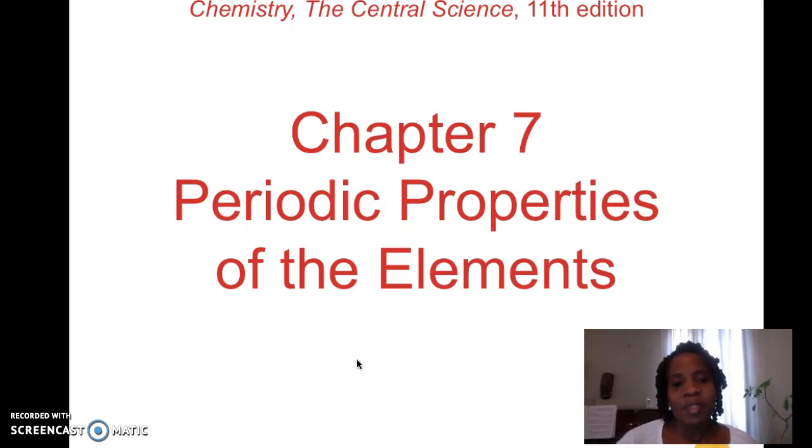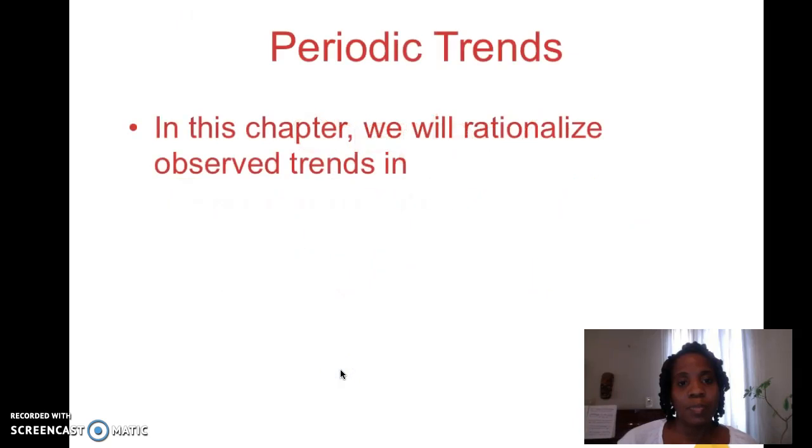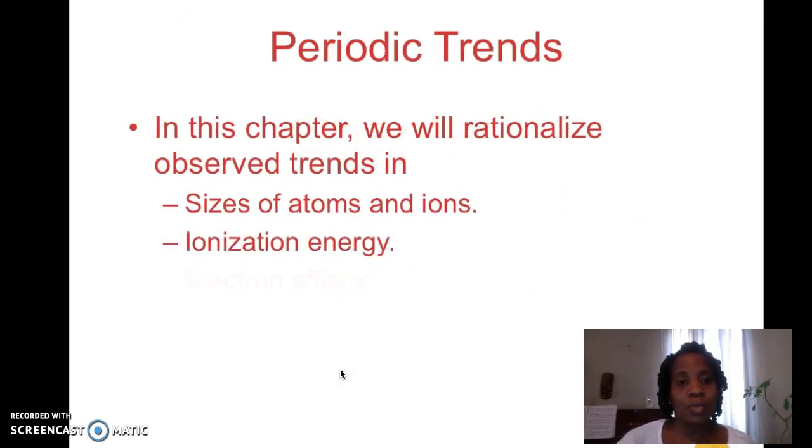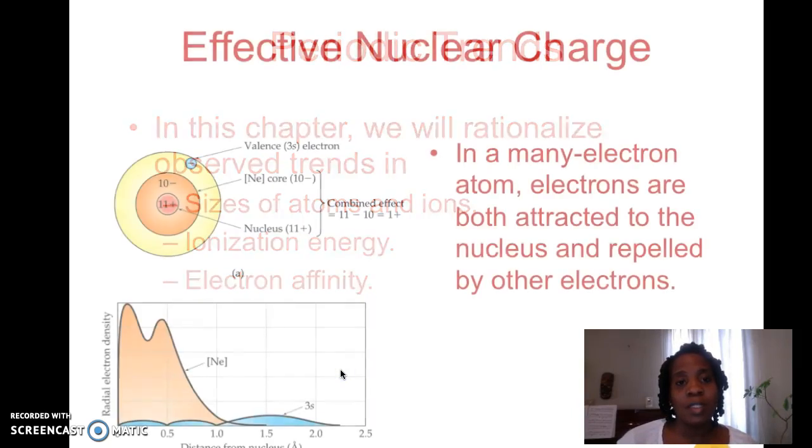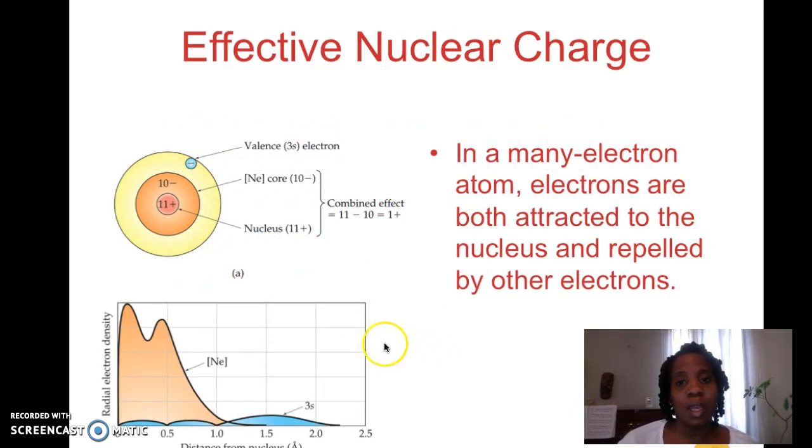Hello. So in this chapter, chapter 7, we'll be looking at the periodic properties of the elements. We will observe a few trends, one for the size of atoms and ions, one for ionization energy and electron affinity. Now, to begin with, you have to understand the nature of the attraction between the nucleus and the electrons.